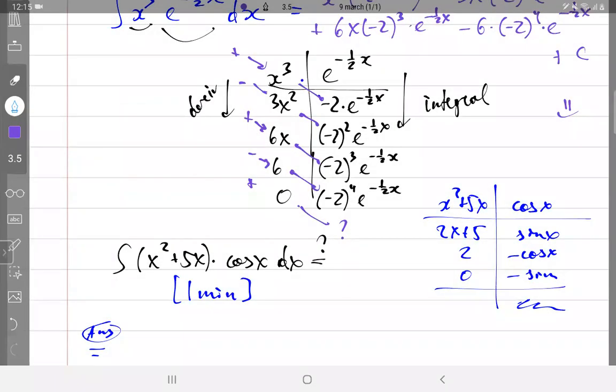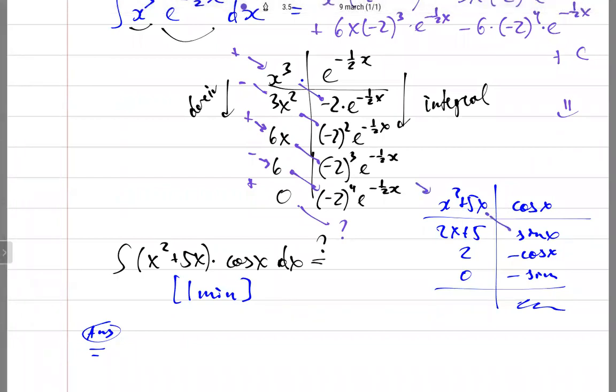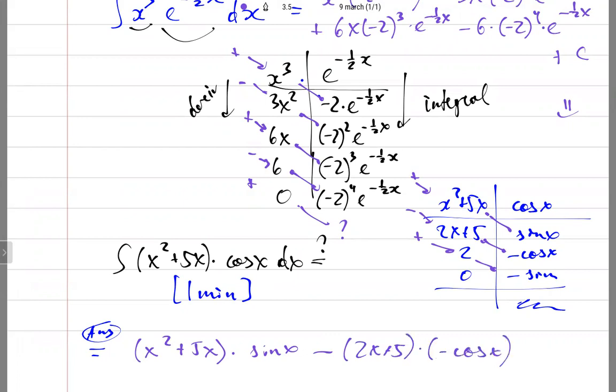We just look at the diagonal products. We start with plus, we alternate the sign, and the last one we do not need. Okay, so the answer should be x squared plus 5x times sine of x, minus 2x plus 5 times minus cosine of x, plus 2 times minus sine of x. And do not forget the integrating constant.